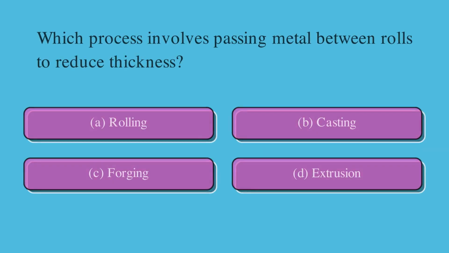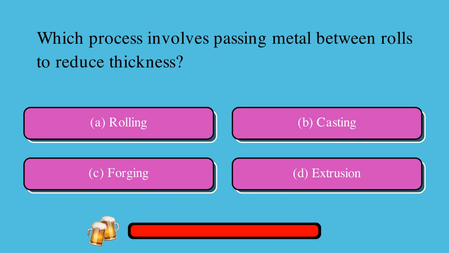Which process involves passing metal between rolls to reduce thickness? A, rolling, or B, casting, or C, forging, or D, extrusion? The correct answer is A, rolling.